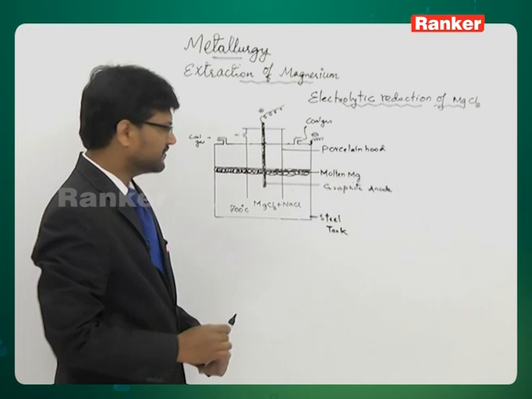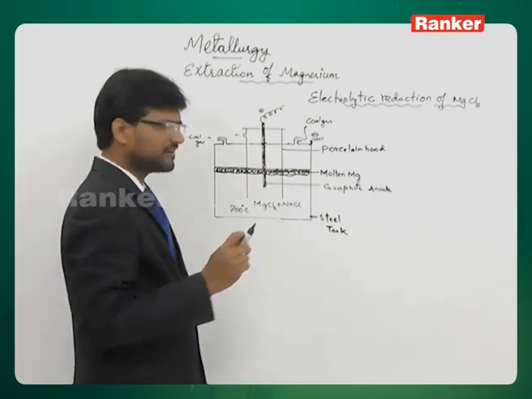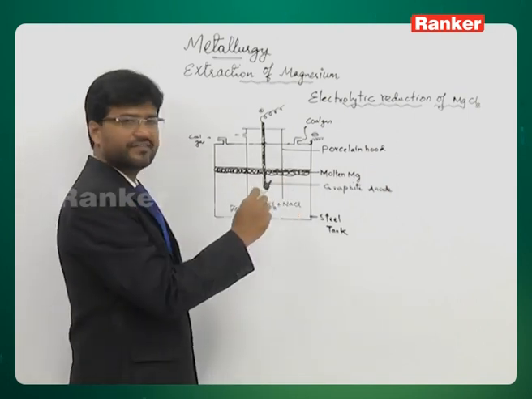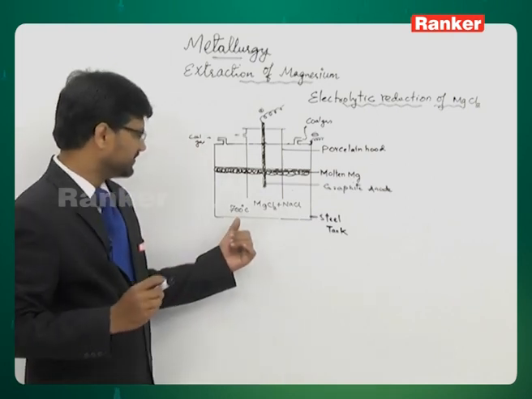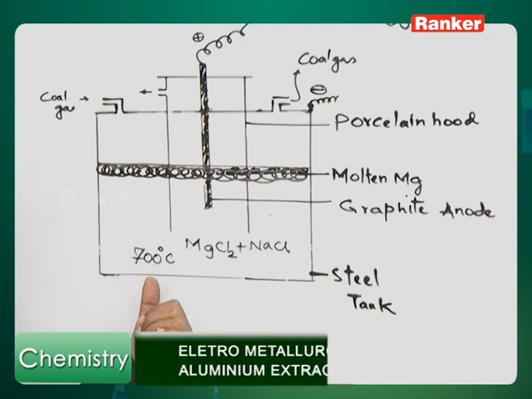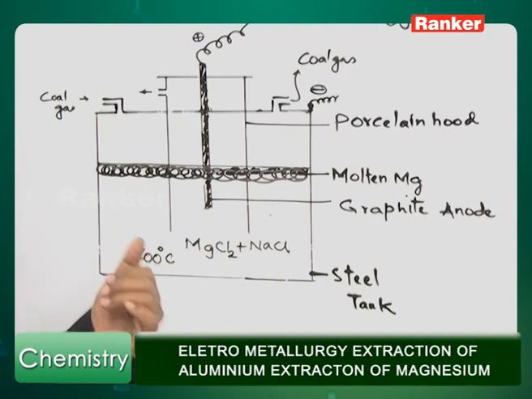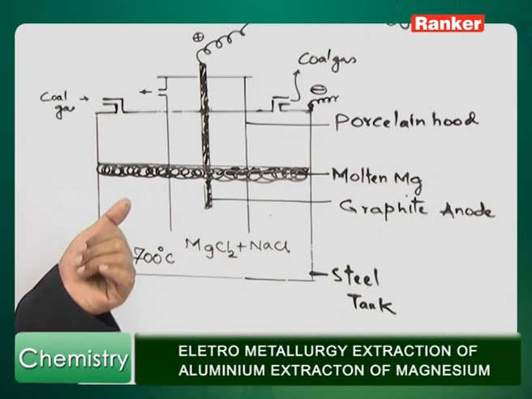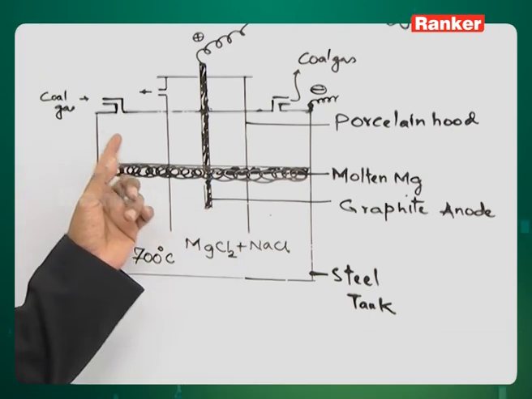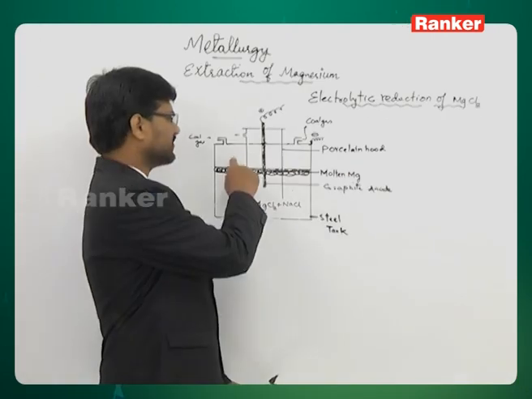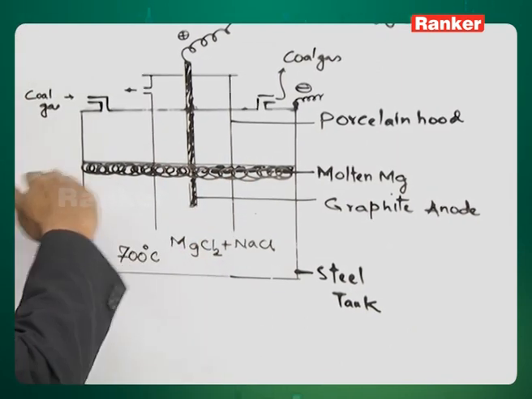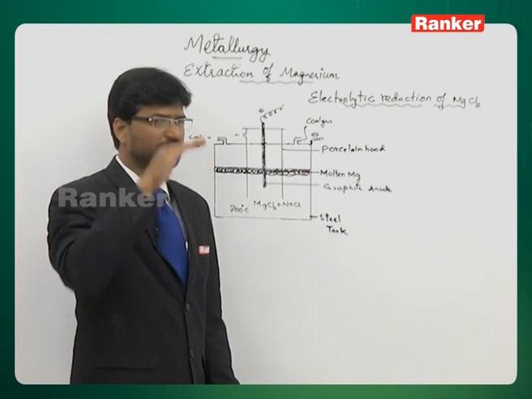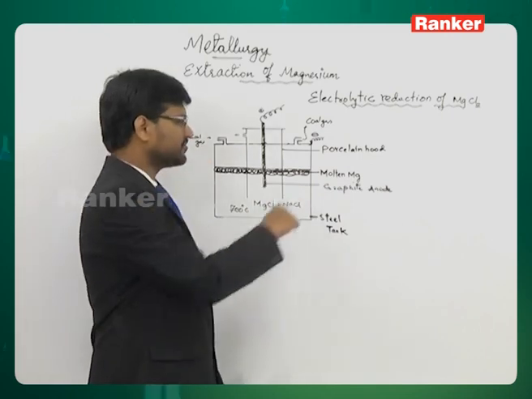because the magnesium which is going to form in the electrolysis will float on the surface, and there is a possibility that it may undergo aerial oxidation, because the reaction is being performed at 700 degrees Celsius. At this temperature, there is a chance of magnesium combining with oxygen of air. So air inside is replaced by coal gas. Coal gas is constantly being circulated. This is to keep magnesium safe. Magnesium is floating on the surface, unlike aluminium, which sinks to the bottom.